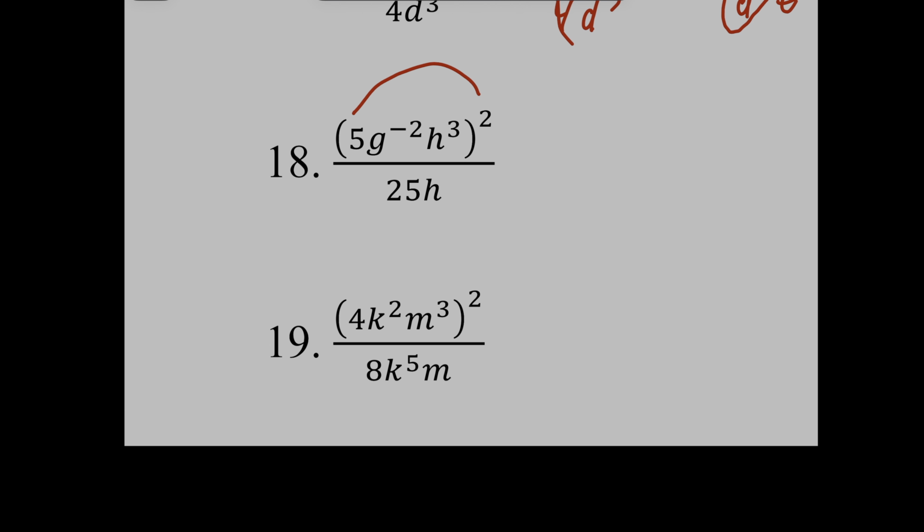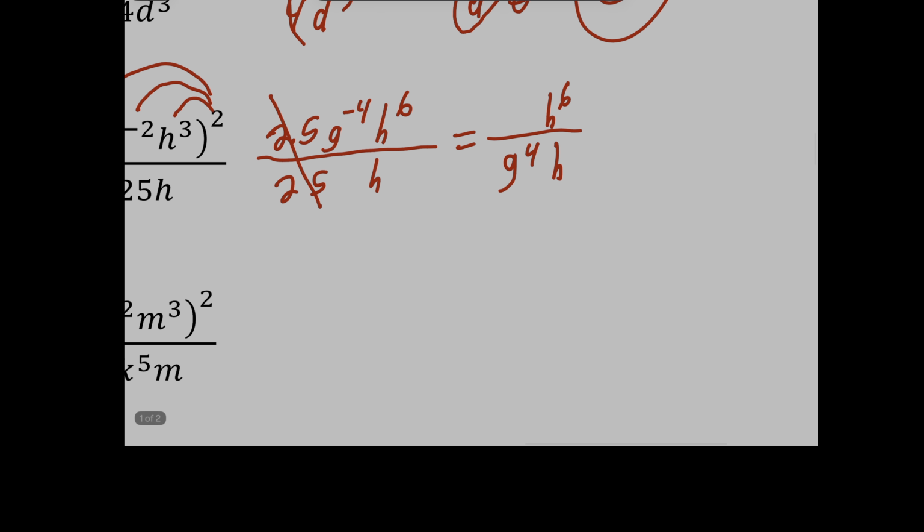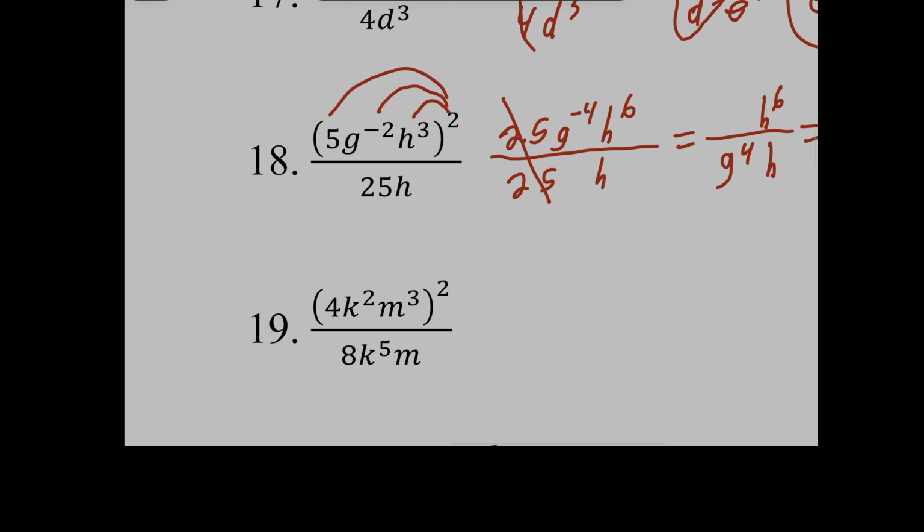I'm going to square the 5. I'm going to square the g to the negative 2. I'm going to square the h to the 3, which is going to leave me with 25 g to the negative 4 h6. Remember, when we power, we multiply. Goodbye, 25s. Which is going to leave me with my g on the bottom, right? I'm just going to copy my h's, if you don't mind. And now I'm just going to subtract my h's. If I have 6 on top and 1 on bottom, I'm left with 5 on top, and I've got 4 g's on the bottom. Done. Okay, and that's my number 18.